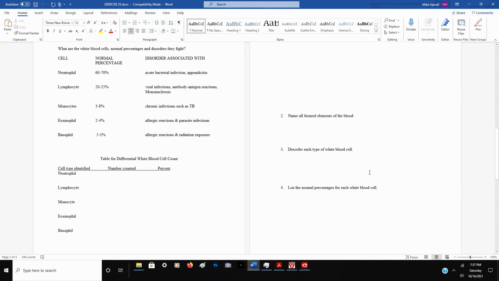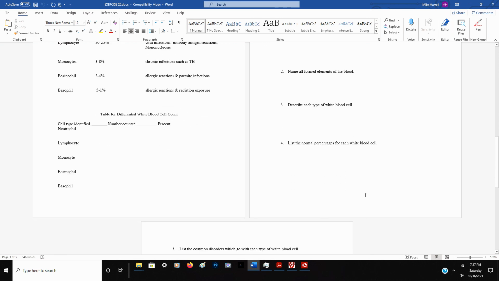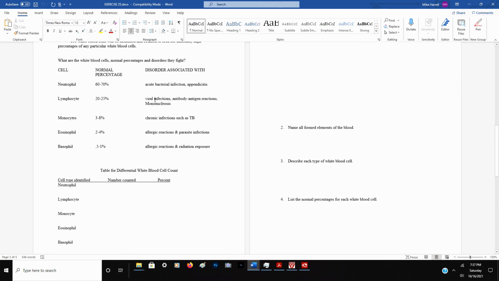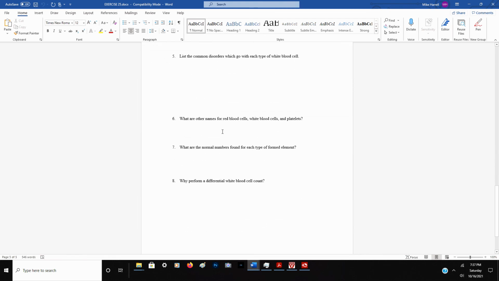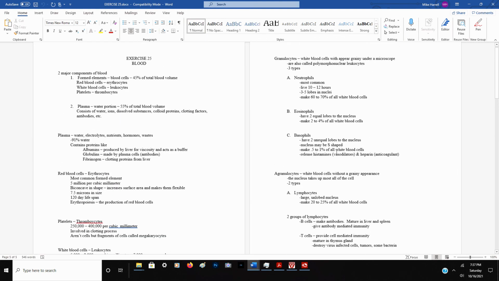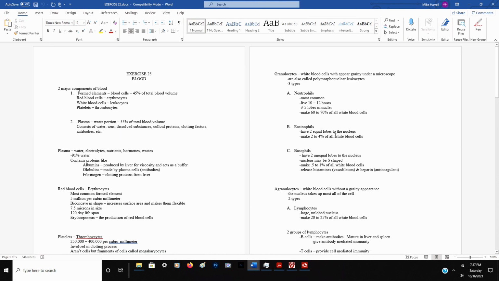Describe each white blood cell type, list the normal percentages for each one, things such as that right there. List common disorders that go with your different white blood cell types we see there, and so on down the line. Good little review questions for this information. So that's just a little quick review of our blood. We're going to look at that a whole lot more in other episodes and other videos.